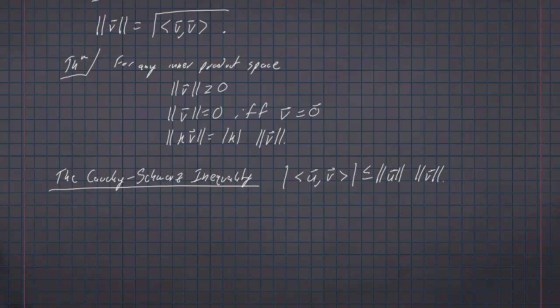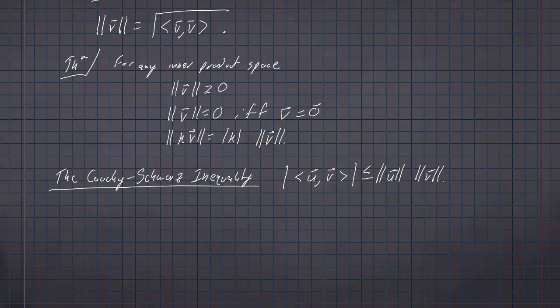Another theorem on norms. This one is important enough that it has a name, the Cauchy-Schwarz inequality. Cauchy, one of the most prolific mathematicians of all time. His name is pronounced Cauchy. Schwarz, somewhat less prolific, but his name is a little bit more obvious. So the Cauchy-Schwarz inequality tells us that the absolute value of the inner product of u and v is less than or equal to the magnitude of u times the magnitude of v.